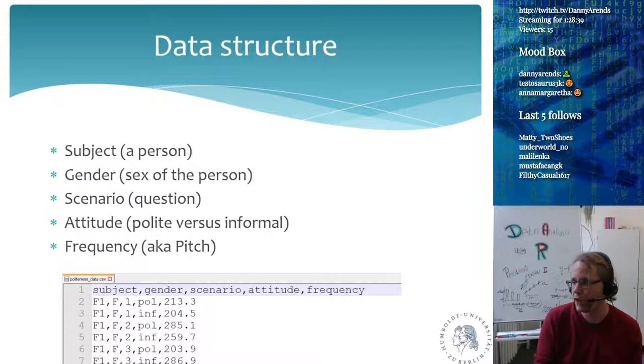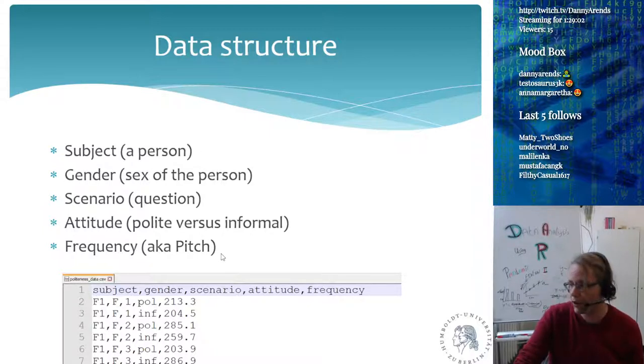And there's a very informal one. So pol means the very polite setting, and then you have inf, which is the informal setting. That just means you walk into a room and you read the question and there's only one person around, but this person is friendly. And then, of course, we have the frequency, which is the response variable, which is the pitch of the voice. So a very basic data set.